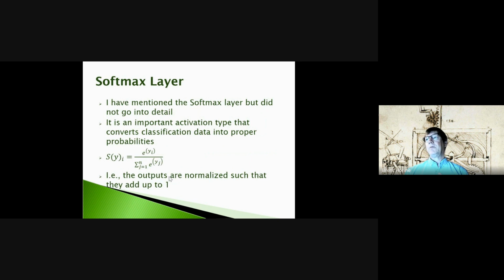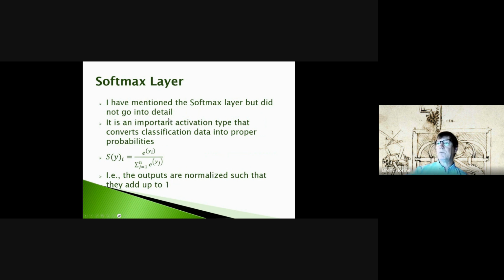Now, before I go on, I'm going to take another little detour here and play some catch up. I've mentioned the softmax layer a few times in previous lectures, but I don't think I went into it in detail. But it is an important activation type. If you're using Keras, TensorFlow, or something like that, it's going to show up as a layer, but really it's part of the activation and how all of that is calculated that makes it a softmax.